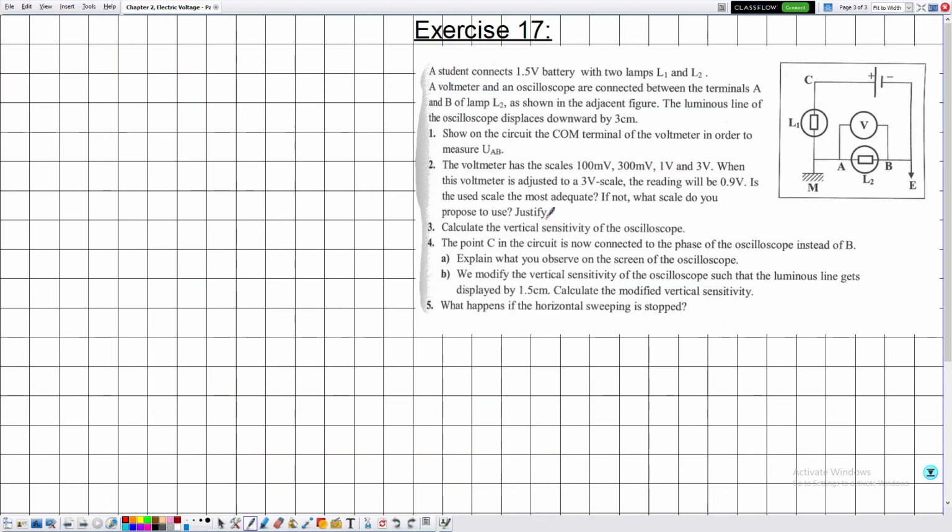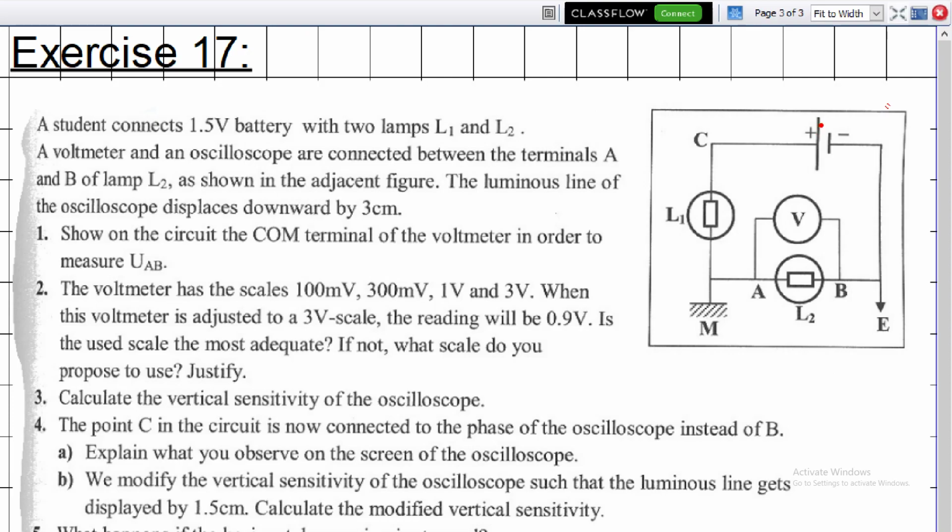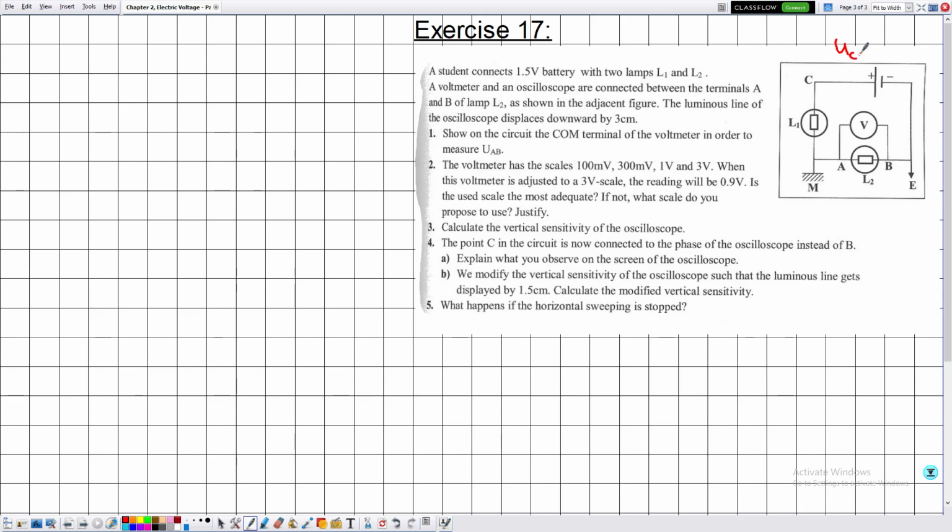And as for the final exercise, which is exercise number 17, they are telling me a student connects a 1.5 volts battery with two lamps L1 and L2. So the voltage of the battery, which is given by UCE from the positive to the negative pole, is given by 1.5 volts.